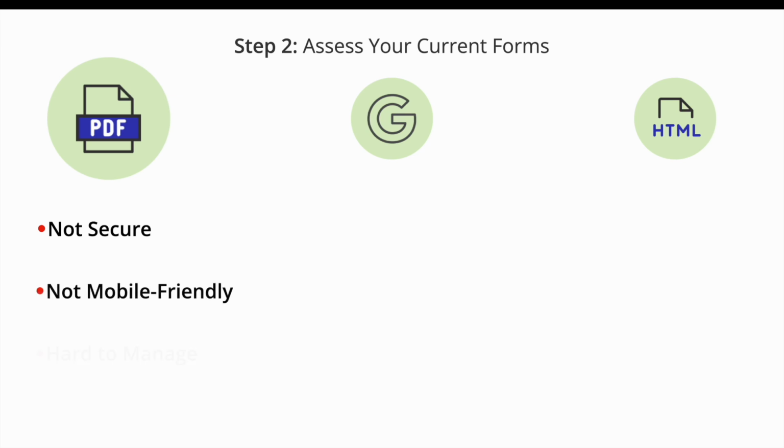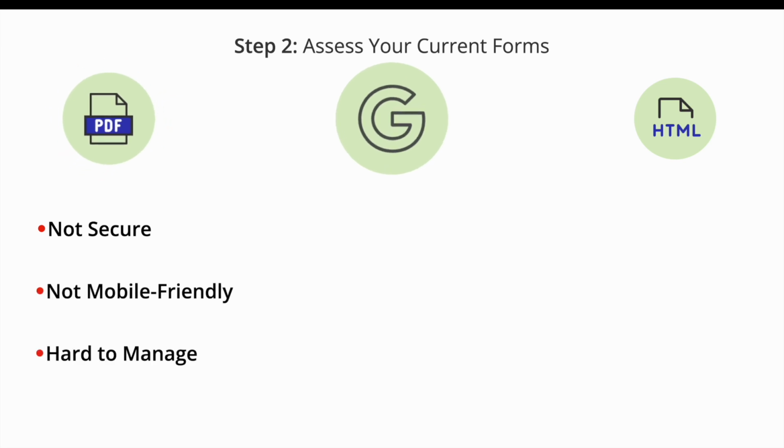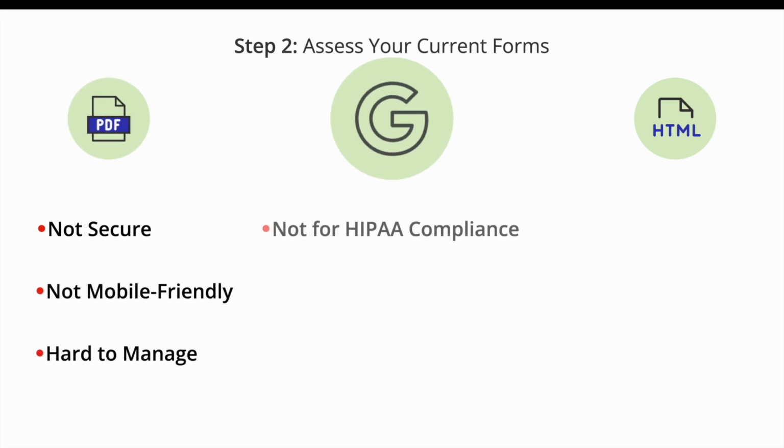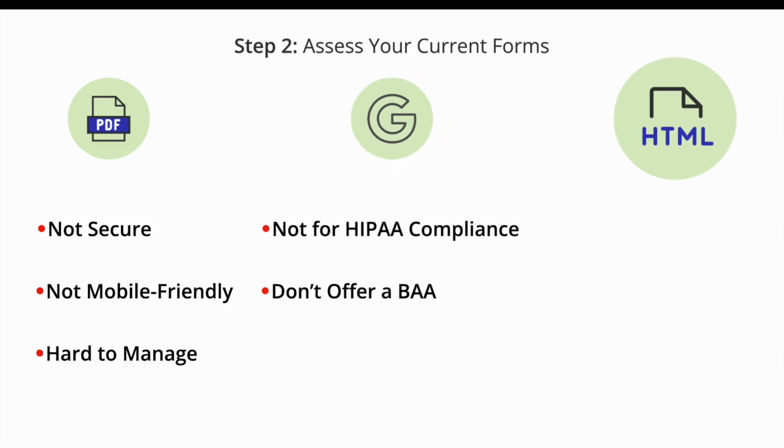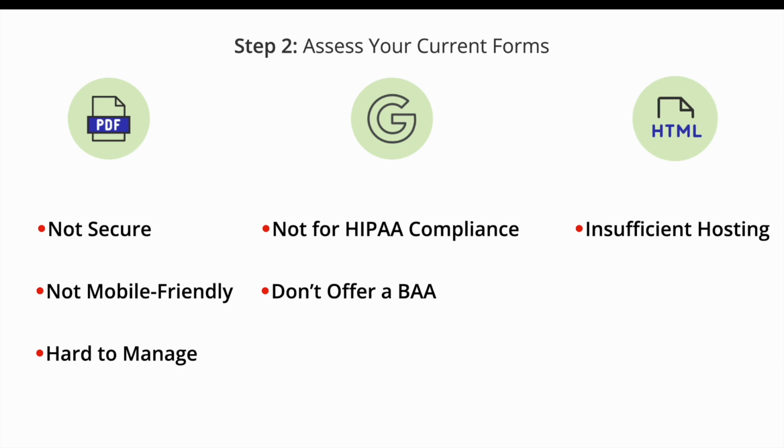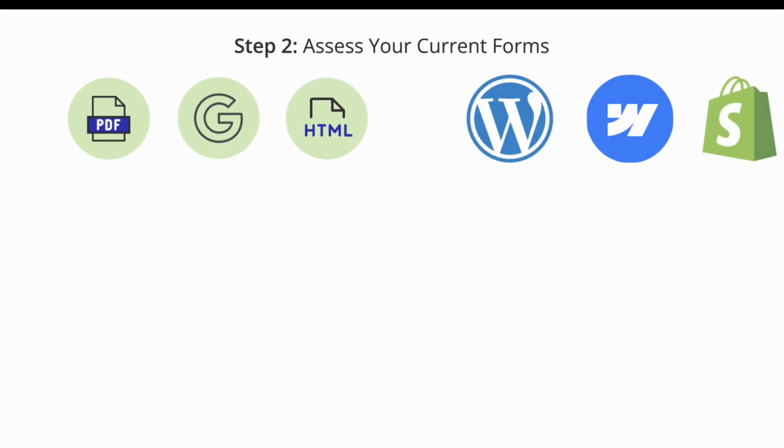Next, take a look at what you're using today. Most practices fall into one of 4 categories. PDF or Word forms are easy to create, but they're not always secure, not mobile-friendly, and hard to manage. Free online form builders are fast and user-friendly, but most aren't built for HIPAA compliance and don't offer a BAA. Custom HTML forms look great, but unless your hosting is HIPAA compliant and under a BAA, they're not compliant either. And built-in forms from platforms like WordPress, Webflow, Wix, or Shopify usually require third-party solutions to be HIPAA compliant.